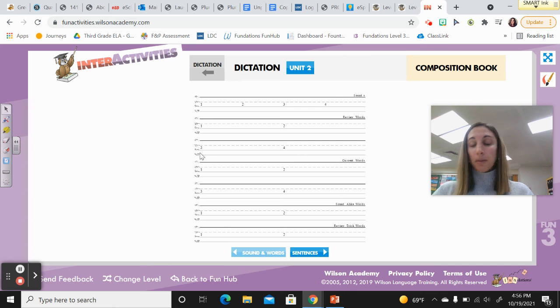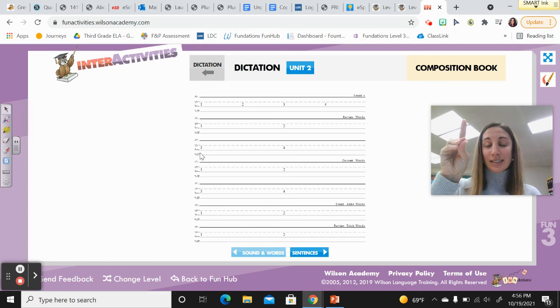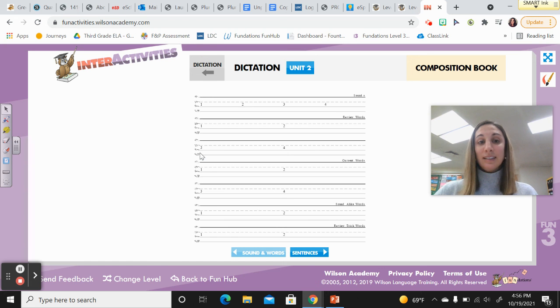Number 3, your next word is one of my favorites, kind. Say it. Kind. Tap it. K-ind. Kind. I love when students are kind. Spell it and then mark it. Are you remembering to say if it's a closed syllable or a closed syllable exception?